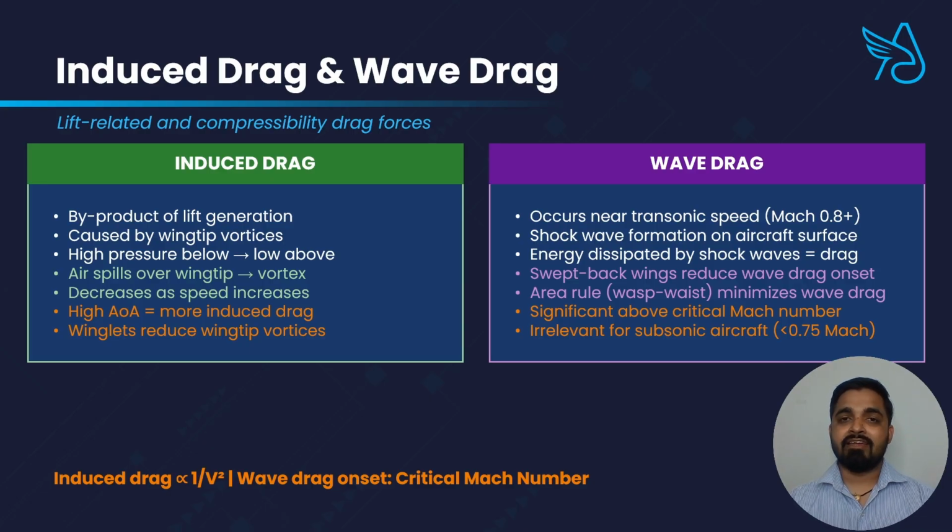The next is wave drag. It is a compressibility related drag and it occurs when the aircraft approaches transonic speed, typically around Mach 0.8 and above. At this speed, airflow over parts of the aircraft becomes locally supersonic, leading to the formation of shock waves. And these shock waves cause energy losses and a sharp increase in drag. Aircraft designers reduce wave drag by using swept wings or area rule fuselage design. Wave drag is important for high speed aircraft and it is completely irrelevant for commercial aircraft and even drones.